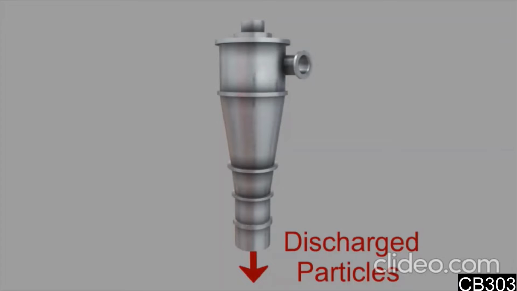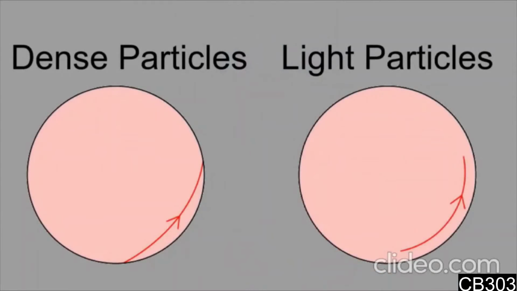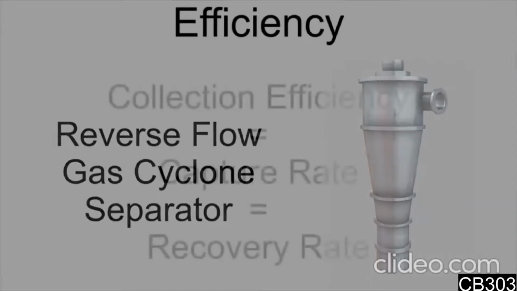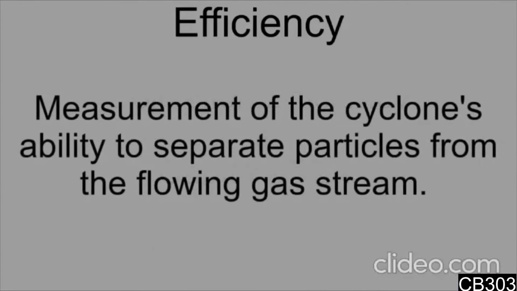In this way, dust particles of a certain size can be separated from the gas stream. Another way to think of this process is to think of higher density particles colliding with the cyclone separator body, while less dense particles are retained within the gas stream. Let's look at an important aspect of cyclone separators, efficiency. The efficiency, also known as capture recovery rate, is a measurement of the cyclone's ability to separate particles from the flowing gas stream. Because particles are of different sizes, the efficiency rate is usually given for varying particle sizes.